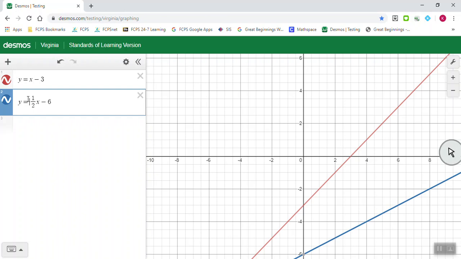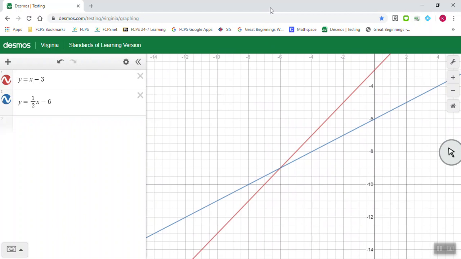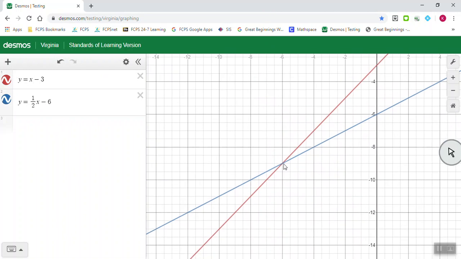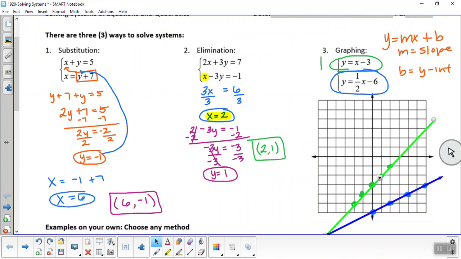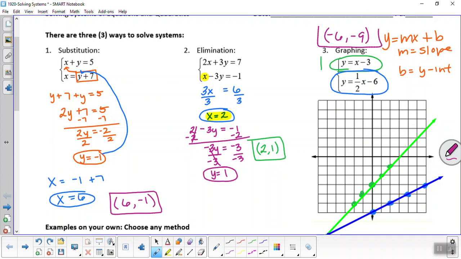So now, just like what we saw on our paper, I'm going to click and drag down so I can see where they intersect. And so my intersection point is at -6, -9. So my solution to my third one is (-6, -9). In parentheses, I'm going to put a box around it because that's my final answer.